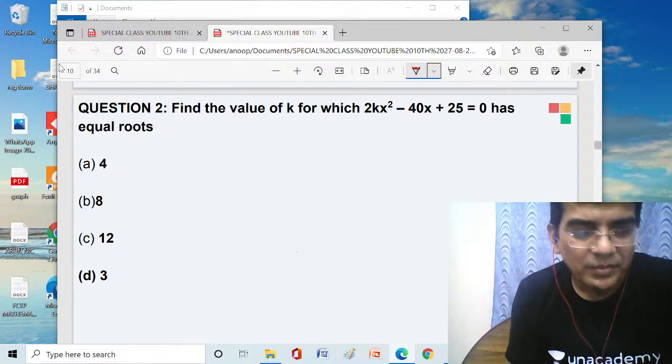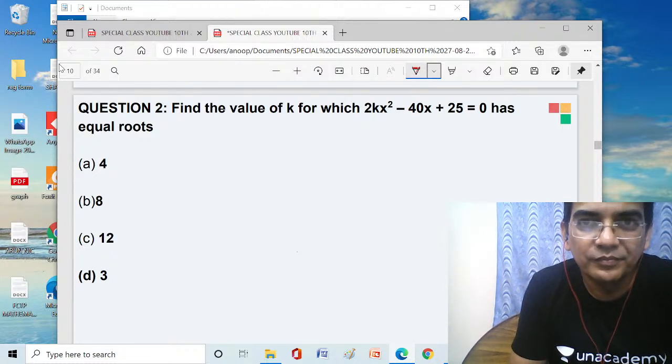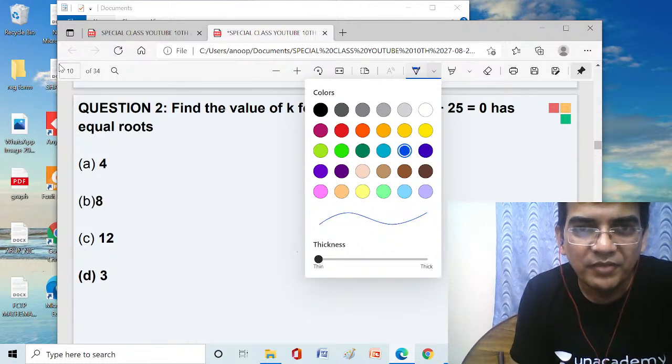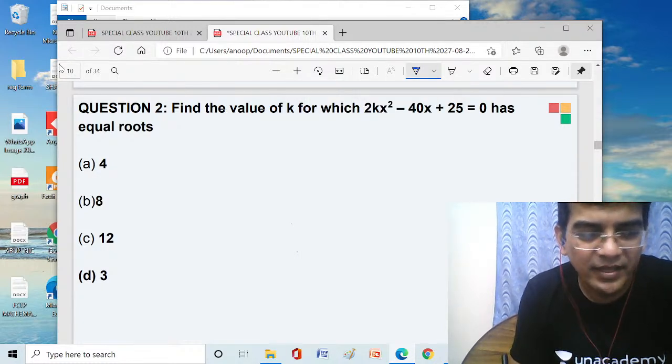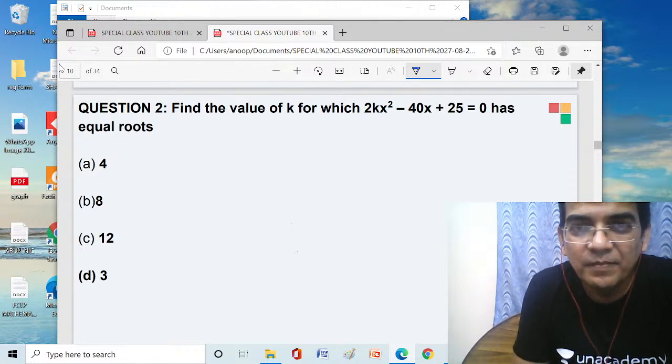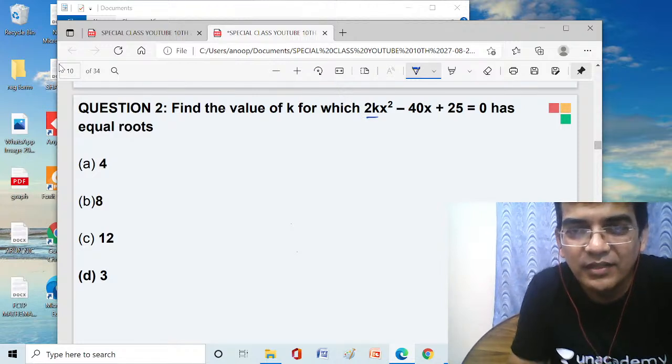Okay, so what I will do over here: first of all, from this quadratic equation, we will try to get A, B and C. Now you must know what A, B and C are. The coefficient of x square is called A. Next, the coefficient of x is called B, so I have got B as minus 40. And the last term, without x, is called C.